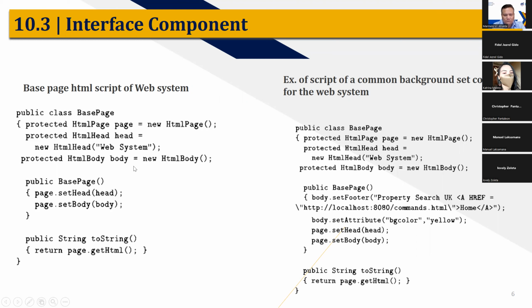So here, we have the body. Although the declaration has a new HTML body, it seems that this is a new HTML body only without any components. So here, public string return page HTML. So it's a landing page web page only. And here on the right, you can see there is an additional declaration, which is the public base. Here, property search.